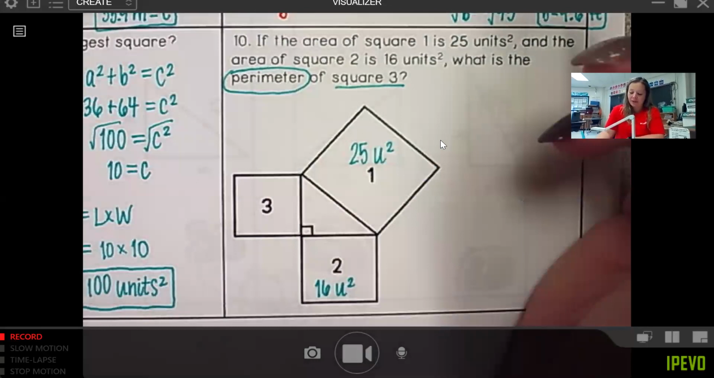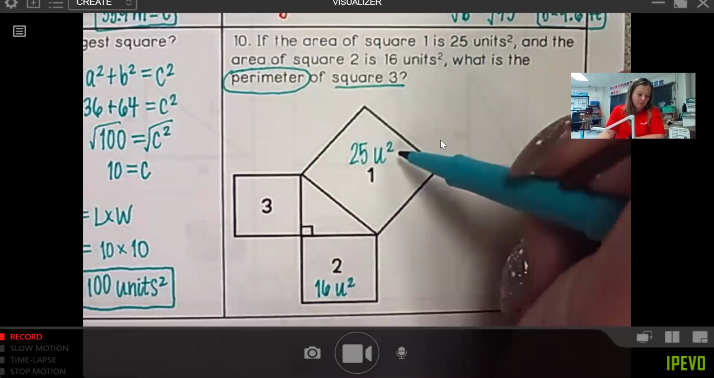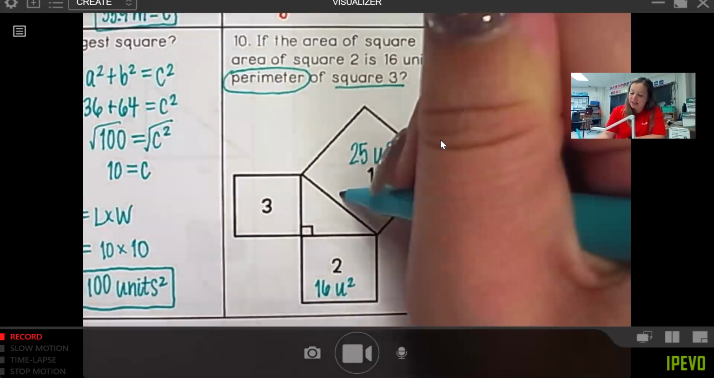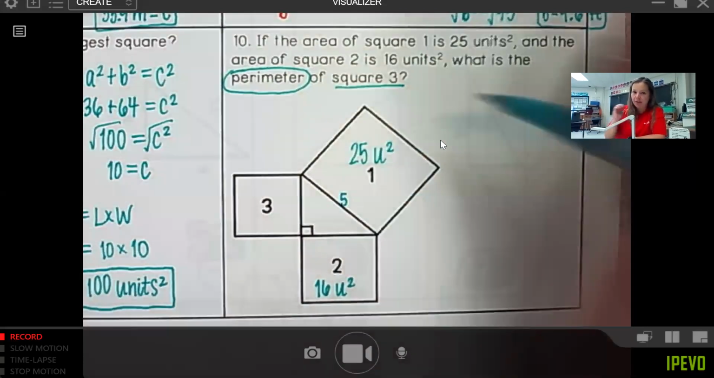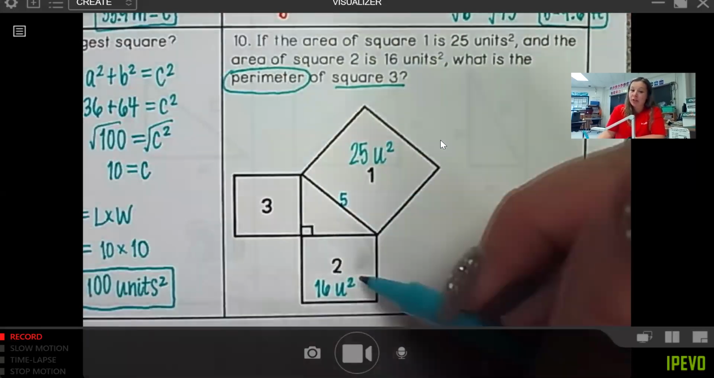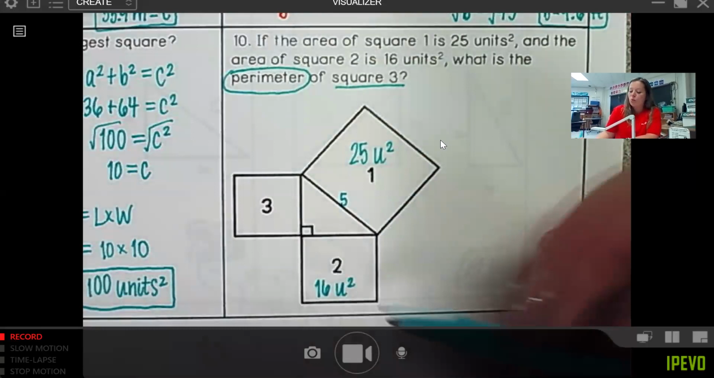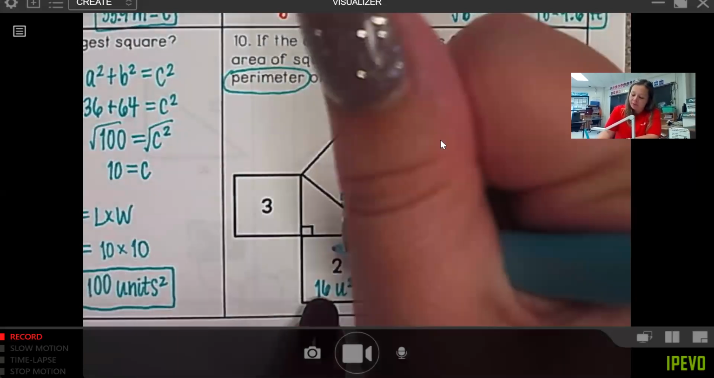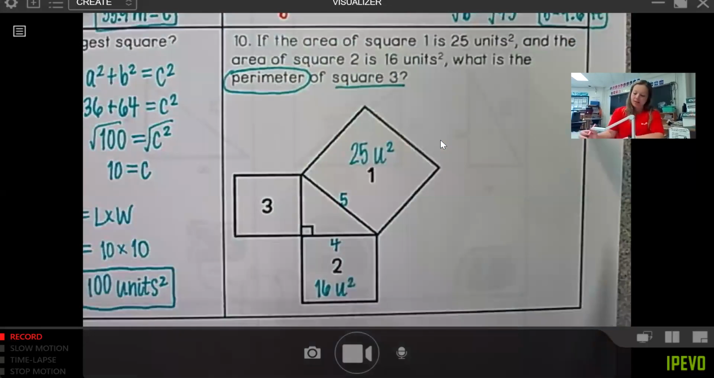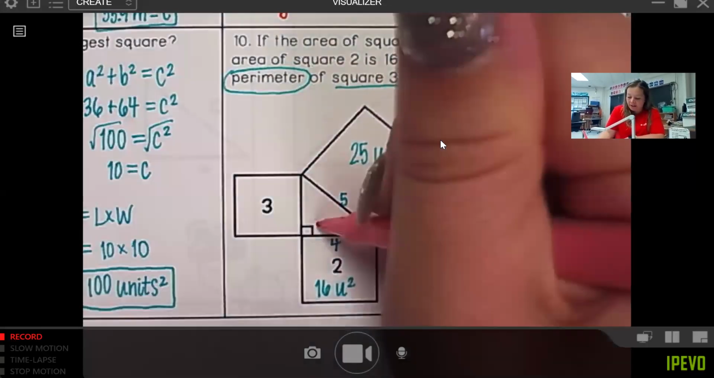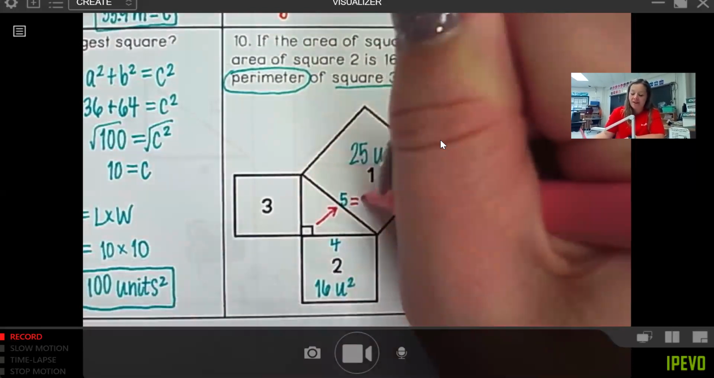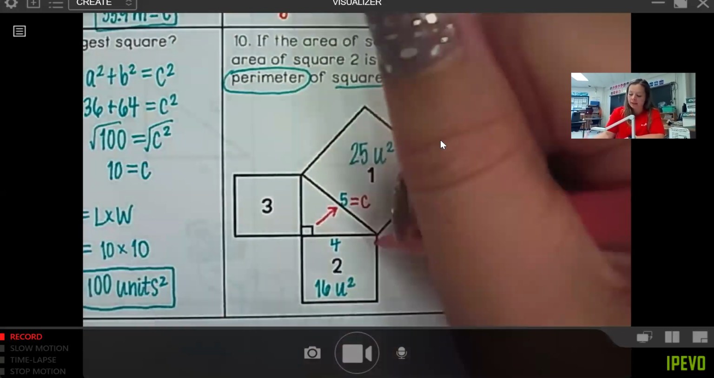I know that this side length right here is 5, because if I take the square root of 25, I get 5. I know, since this is 16 units squared, that if I take the square root of 16, this side would be 4. Okay. I have side C, the hypotenuse opposite of the right angle.